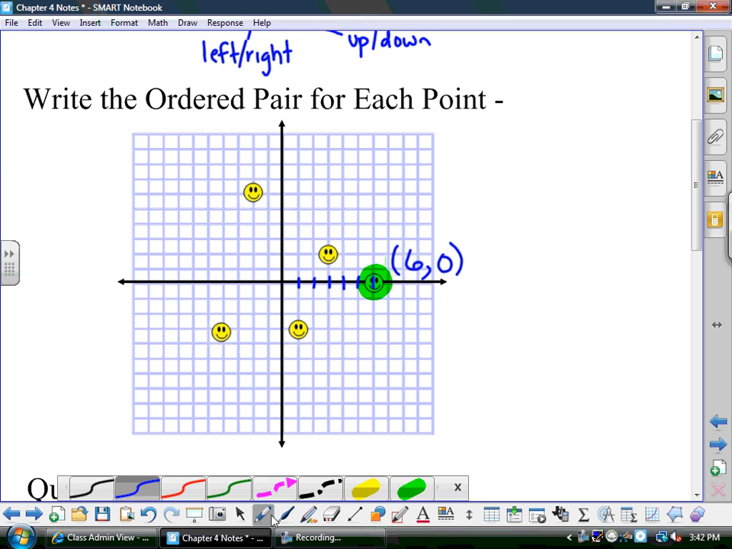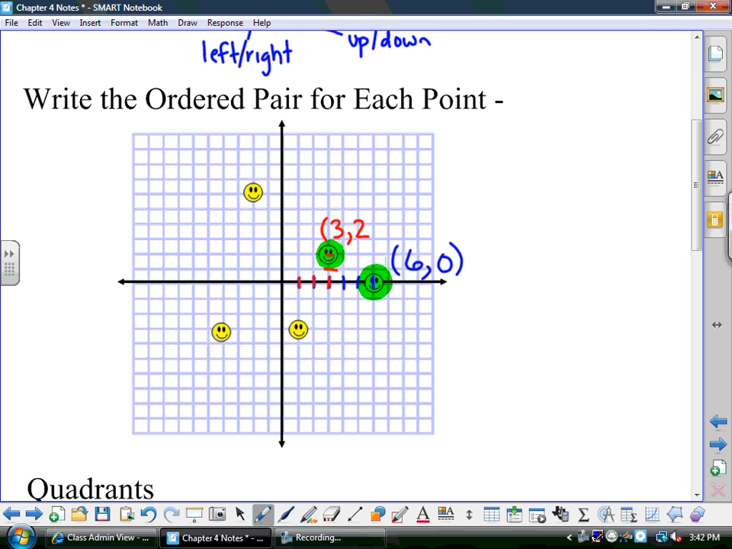The next point, right here, has an ordered pair at 1, 2, 3, 1, 2. We went 3 units left or right, and then 2 units up. The next point goes backwards 2 units, so the x value is negative this time since we're going to the left. For the y value, we're still going up 1, 2, 3, 4, 5, 6 spaces. So it's at negative 2, 6.